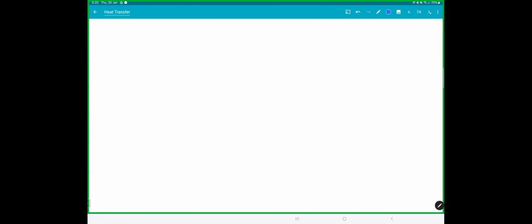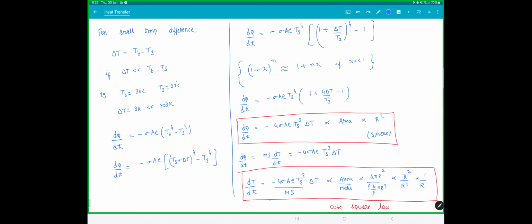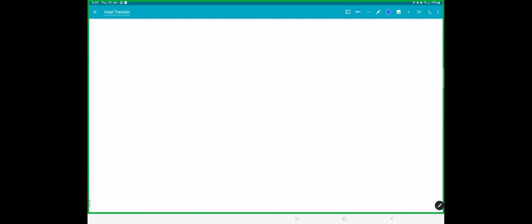So that's how it works. That is a bit of a radiation there. Cube square law, quite an important one. Do check it out. Next thing, Wien's displacement law.